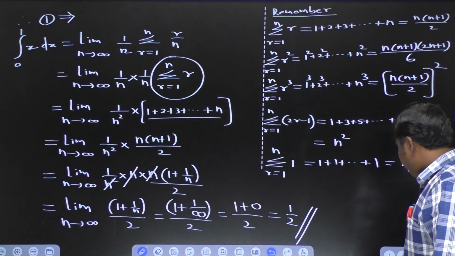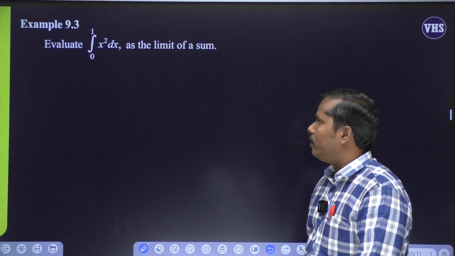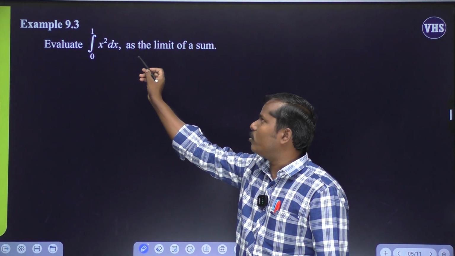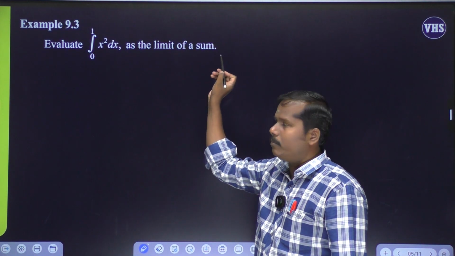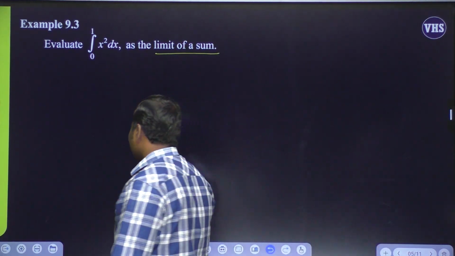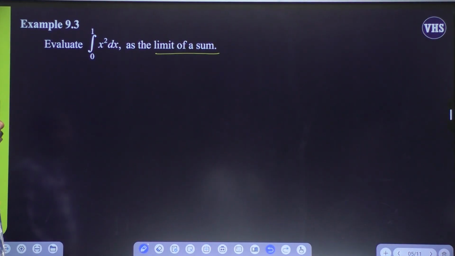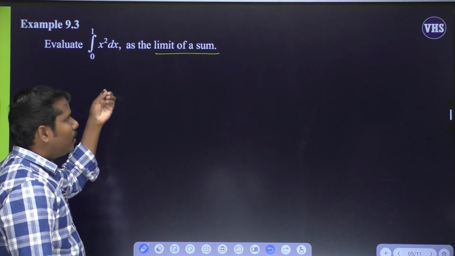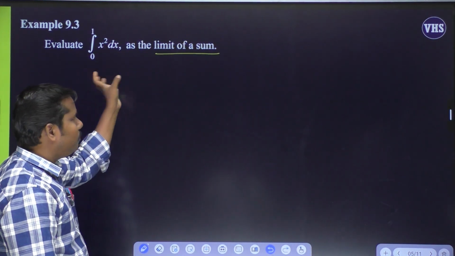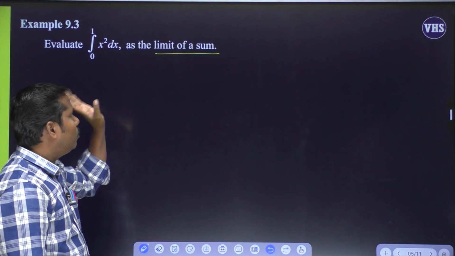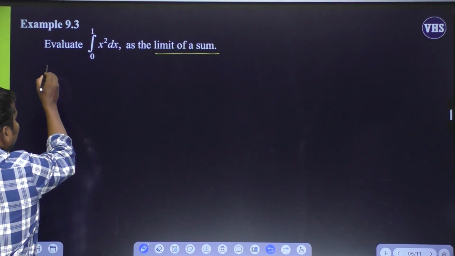Let's go for another sum. 9.3, let's have a look at it. Evaluate the integral from 0 to 1 of x squared dx as the limit of a sum. So the method is clearly mentioned there. We should use the limit of a sum formula. As we did in the previous problem, we need to gather the required things: what is a, what is b, what is f of x. Then write the formula, go for the substitution, and you get the answer. Okay, let's go for the solution.